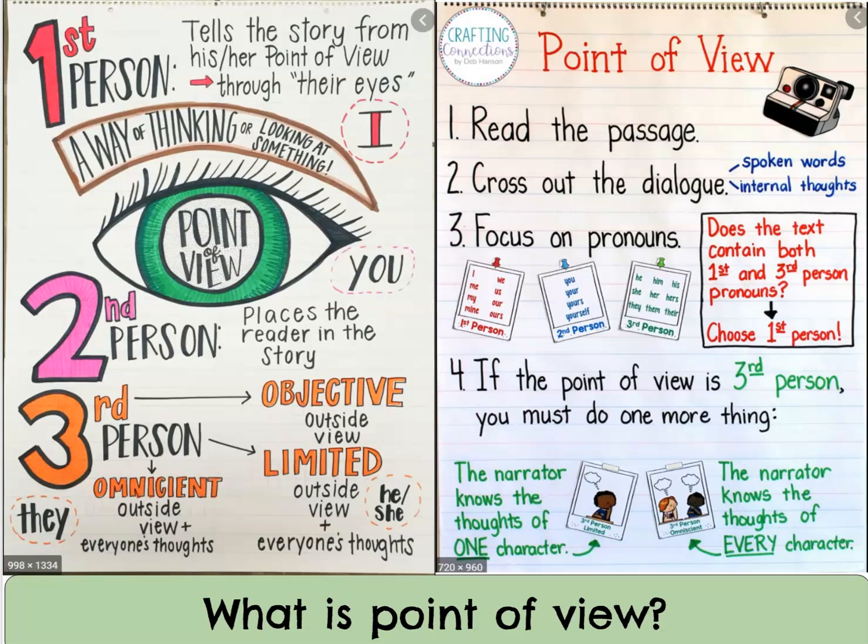And so we have a couple of different steps to take. First, we would read the passage and decide what we have. We have to read the story. It helps to cross out the dialogue. This is where we find quotation marks. This could be spoken words or just thoughts. And sometimes the author will use italicized font on those thoughts.